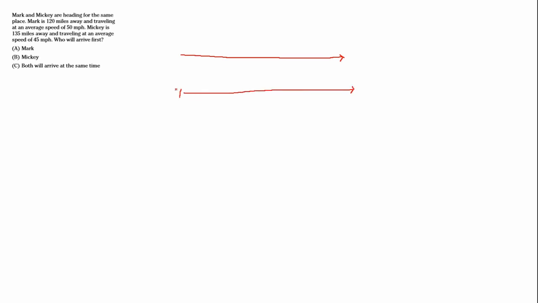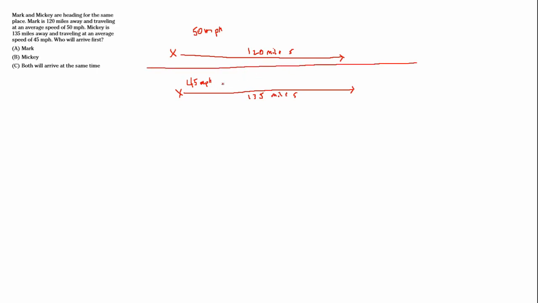Again, they're both leaving at the same time. Well, they're actually starting at different places. Mark is going 120 miles, and he's traveling at 50 miles per hour. Mickey is 135 miles away from the destination, and he's traveling at 45 miles per hour. Okay?